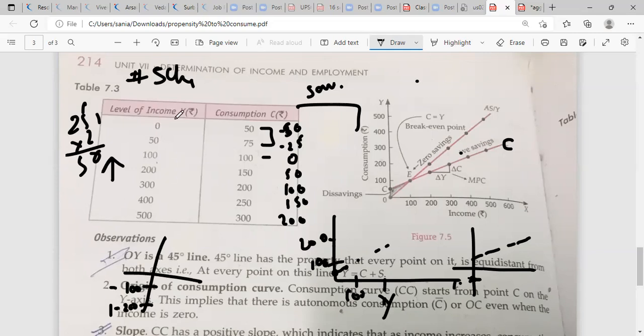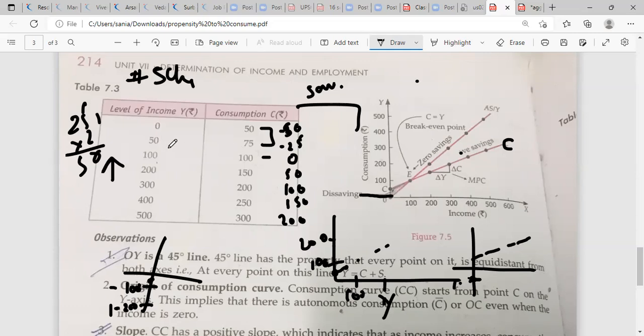So you can say for 0 it is minus 50. So it will lie here, right? And then for 50 it is minus 25. So somewhere like this in a negative way. Okay. So you can just draw it like this. You can see it is negative. So that's why they have started it from here, right?